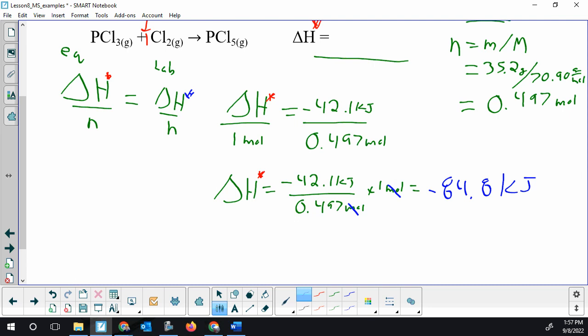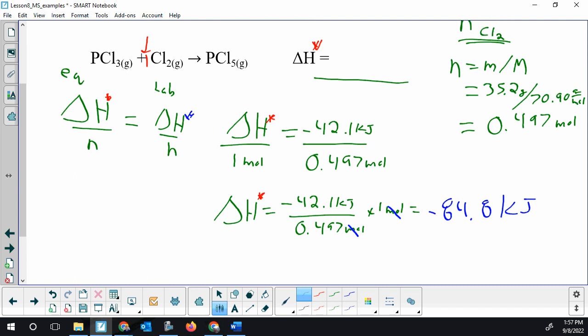So I used the experimental data ratio to solve for the equation enthalpy change. So our equation enthalpy change is 84.8 kilojoules for our 1 mole of chlorine.